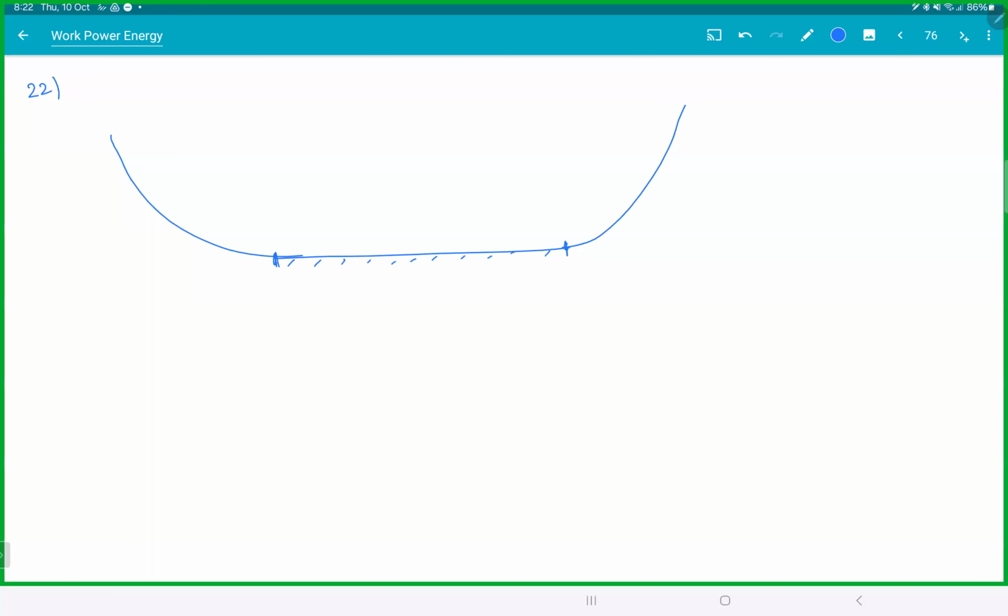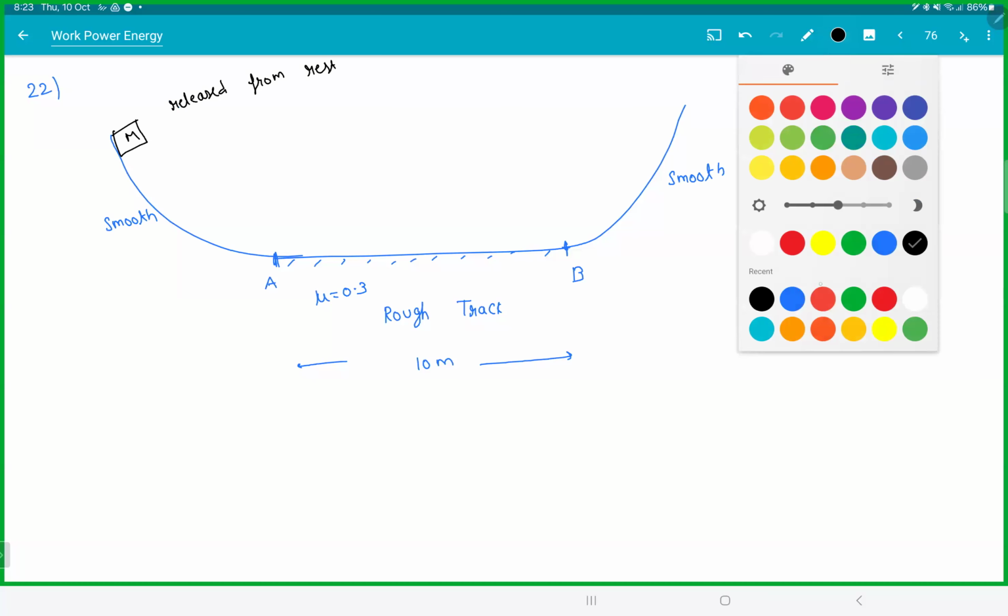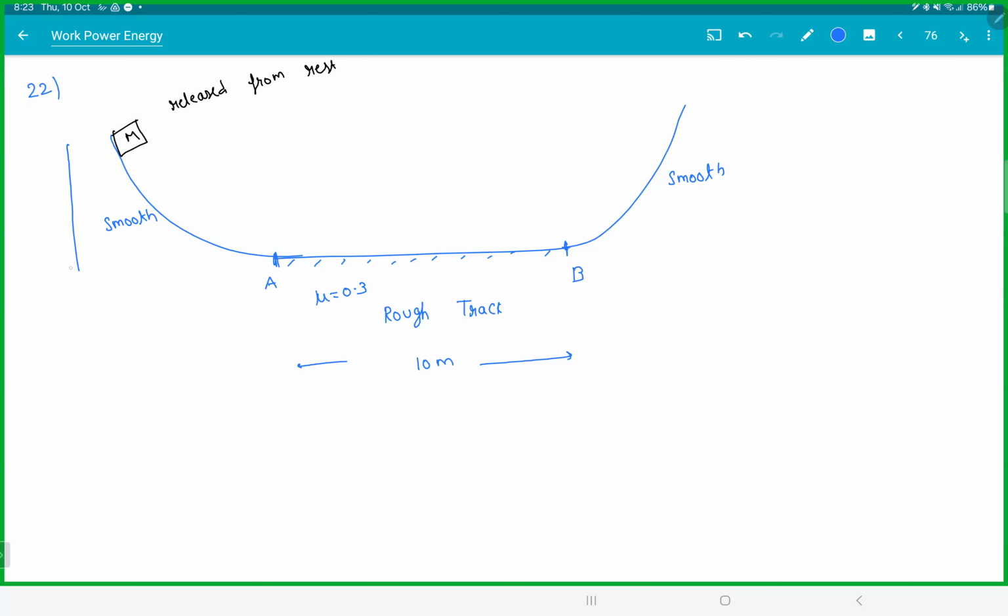So we have a rough track here, from A to B. This is 10 meters, and mu is 0.3. This side is smooth, this side is also smooth. Now you took a block here of mass m and released it from rest here. This height is 10 meters.